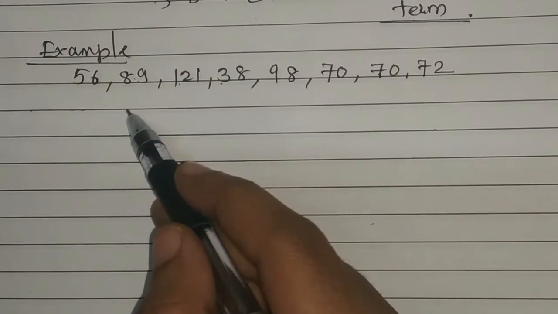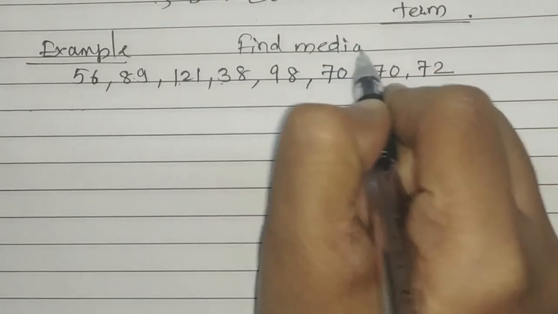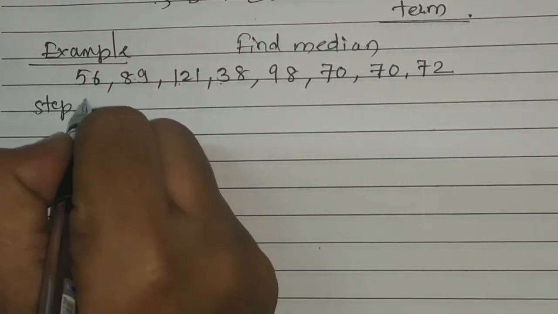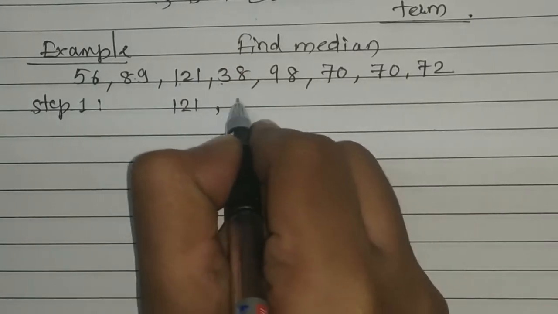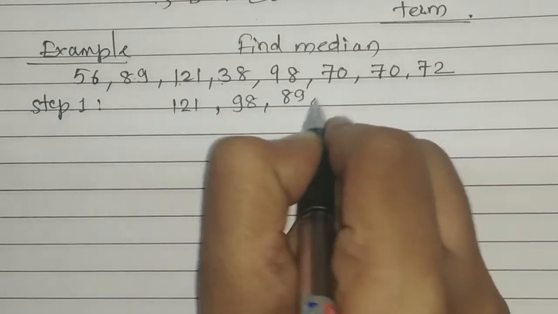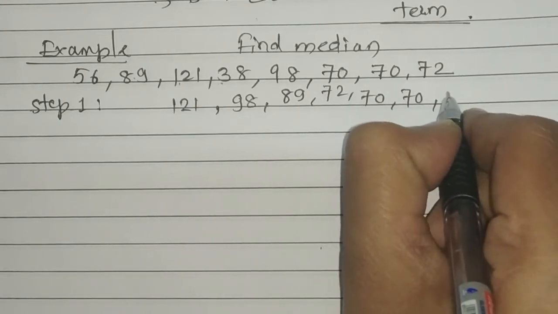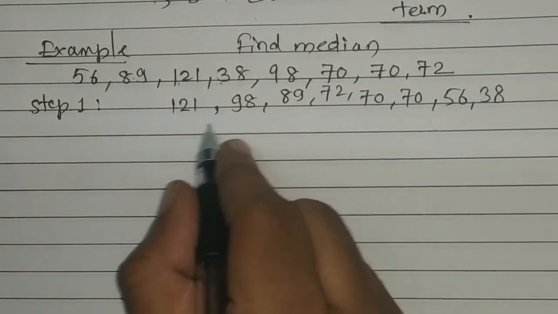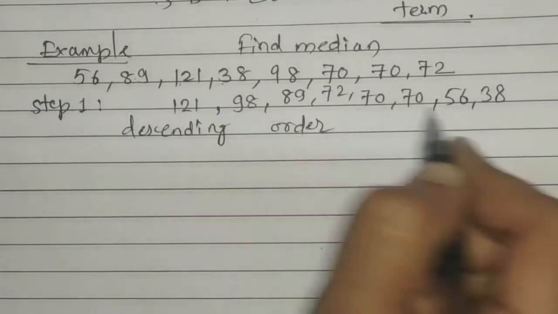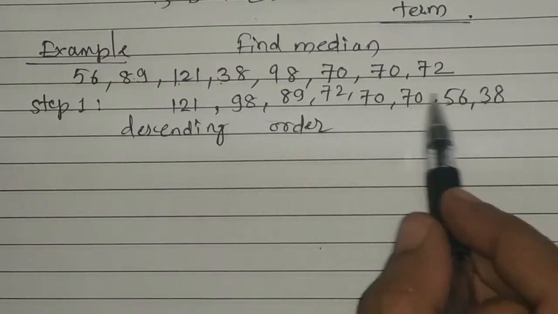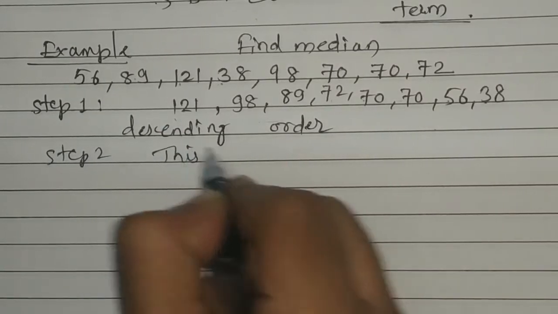Now next we are having an example of this data. We have to find the median here. So again, in step number 1, we are going to arrange this data in descending order. You can see here 121, then 98, then 89, then 72, then 70 two times, then 56 and 38. So I have arranged the data in descending order. And now if you count these: 1, 2, 3, 4, 5, 6, 7, 8, this is even data.